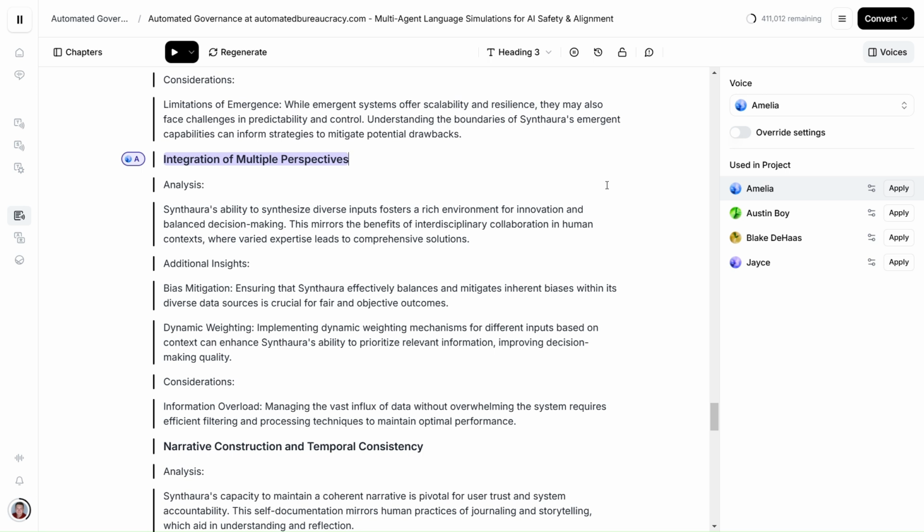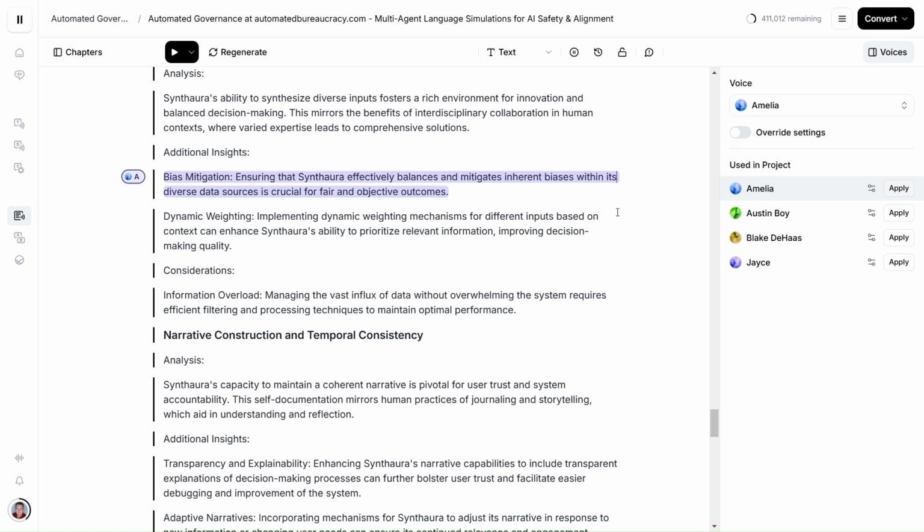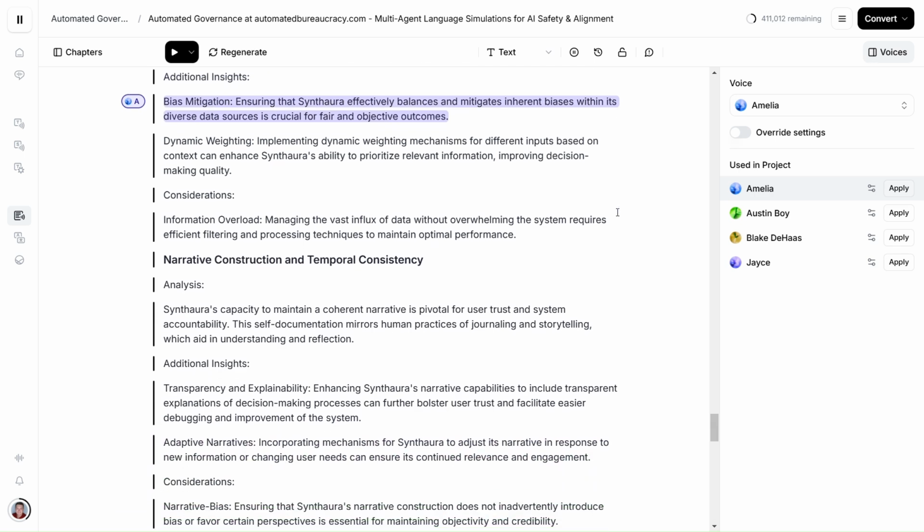Integration of multiple perspectives. Analysis. Synthara's ability to synthesize diverse inputs fosters a rich environment for innovation and balanced decision-making. This mirrors the benefits of interdisciplinary collaboration in human contexts, where varied expertise leads to comprehensive solutions. Additional insights. Bias mitigation. Ensuring that Synthara effectively balances and mitigates inherent biases within its diverse data sources is crucial for fair and objective outcomes.